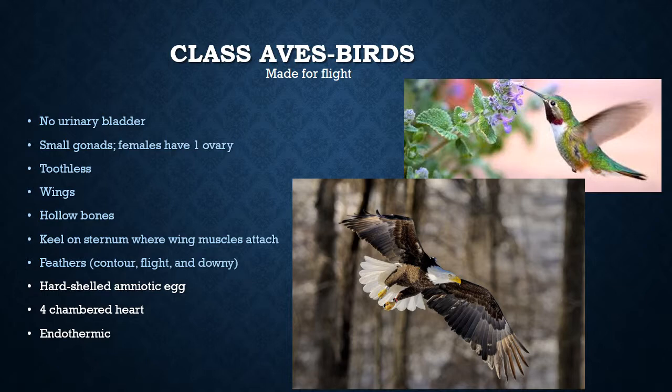Now, the additional features in the class Aves that aren't unique to flight, but are again necessary for them to be in class Aves, is they have a hard-shelled amniotic egg. So when we were looking at the other reptiles, they had that leathery amniotic egg. Now we have a hard shell. And they have a 4-chambered heart, and they are endothermic. So they regulate their body temperature independent of the external environment.